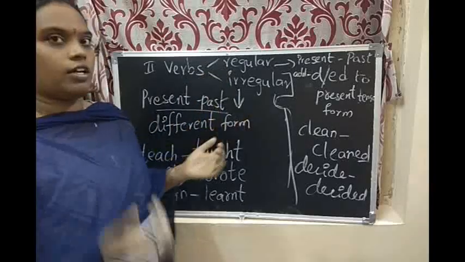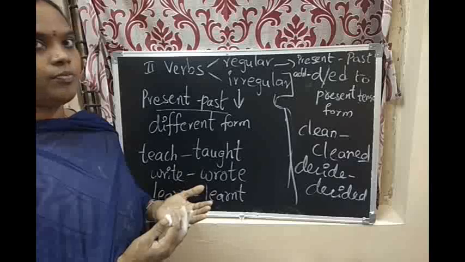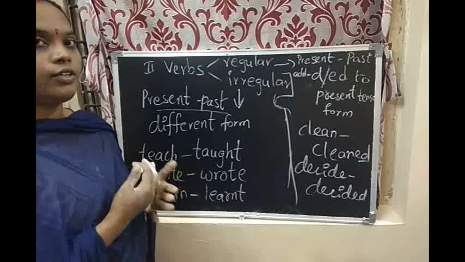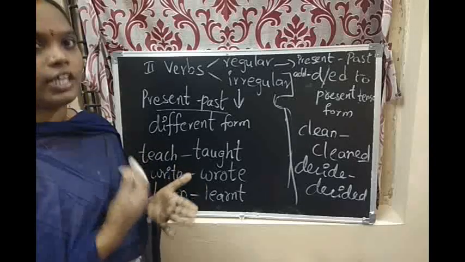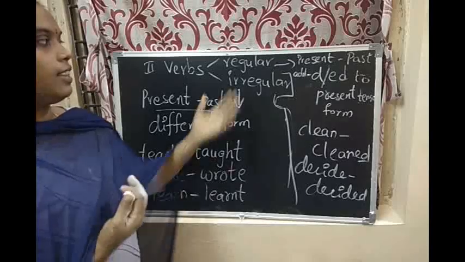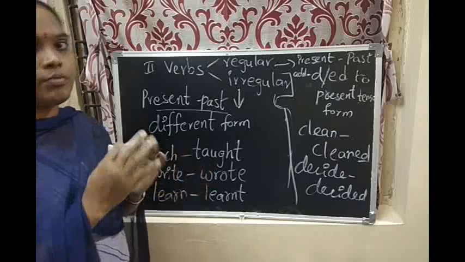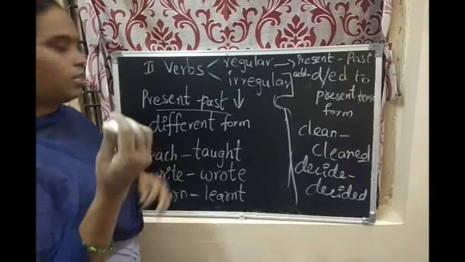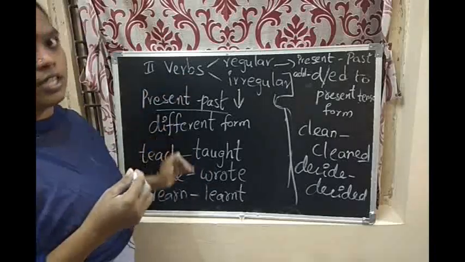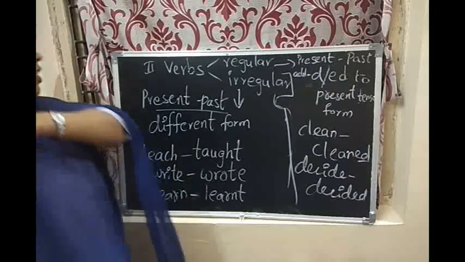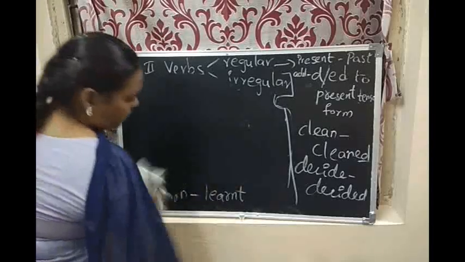Regular means the same present form; add D or Ed to the present form and you get the past tense. That is regular. But irregular means the form is totally changed in the past tense. That is known as irregular. Is it clear to you? Very good. Coming to the third aspect.